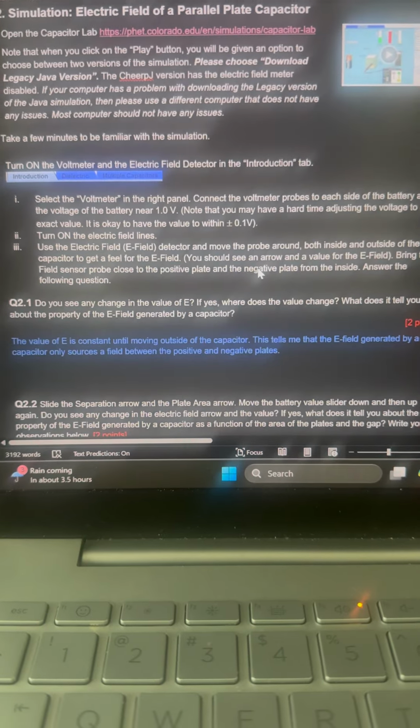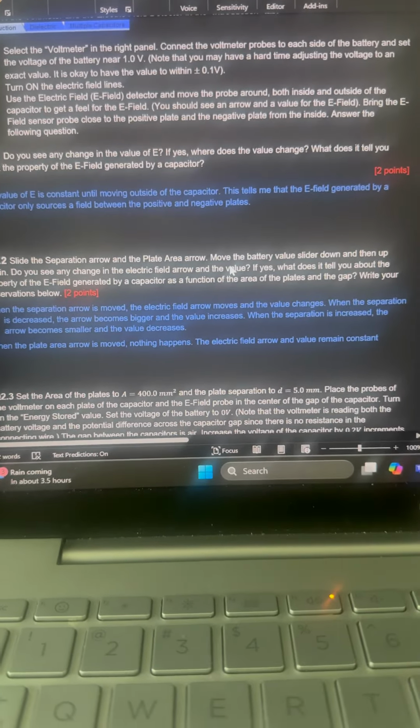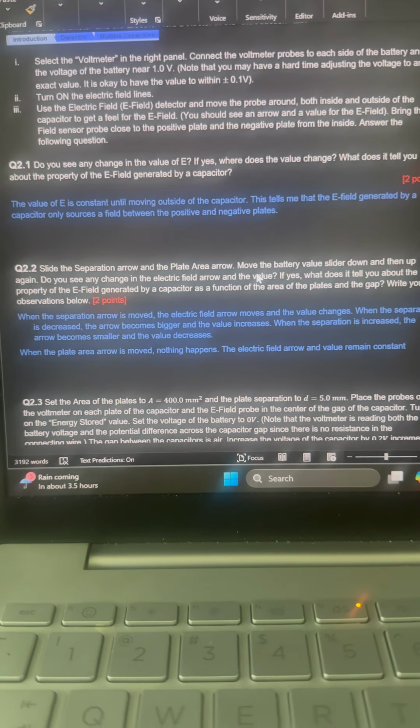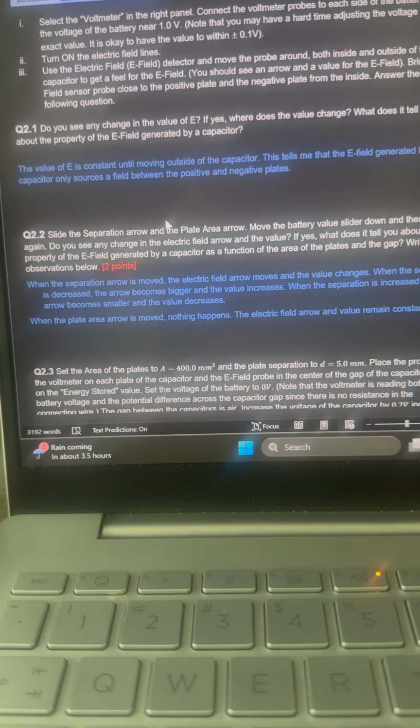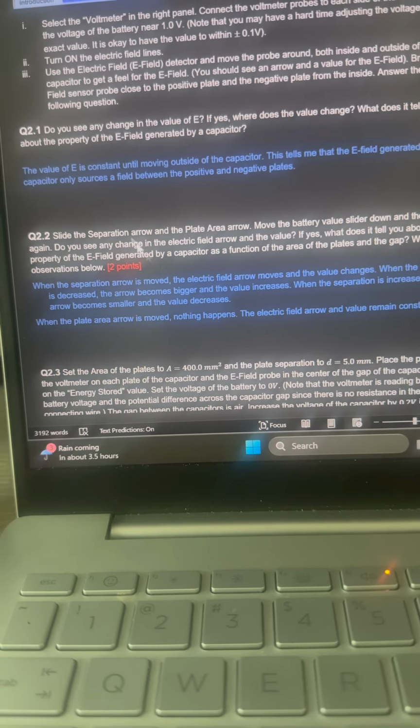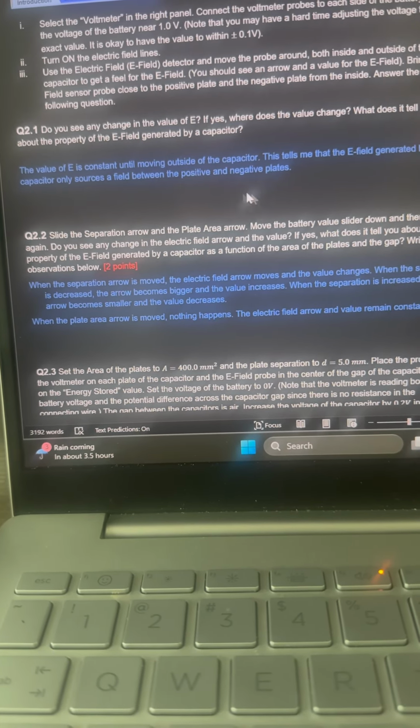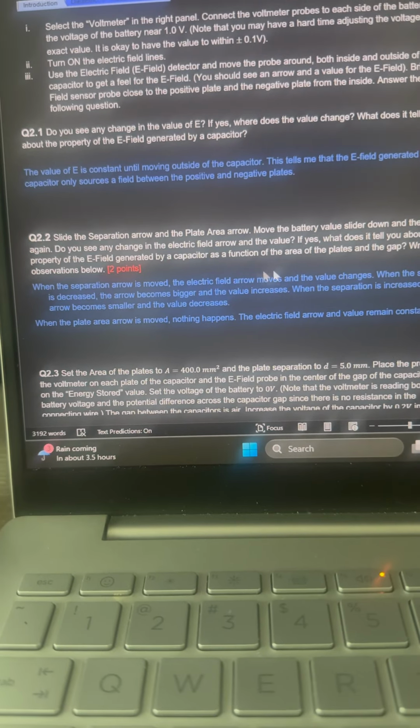In part 2, we did a simulation of an electric field in a parallel plate capacitor, which I had to run through Java. And there were a lot of good takeaways from this, specifically that inside of a capacitor, the electric field is generated between the capacitors, and there's no electric field outside of the capacitors because the one positive probe is in one side of the battery and one negative probe is in the negative side of the battery.